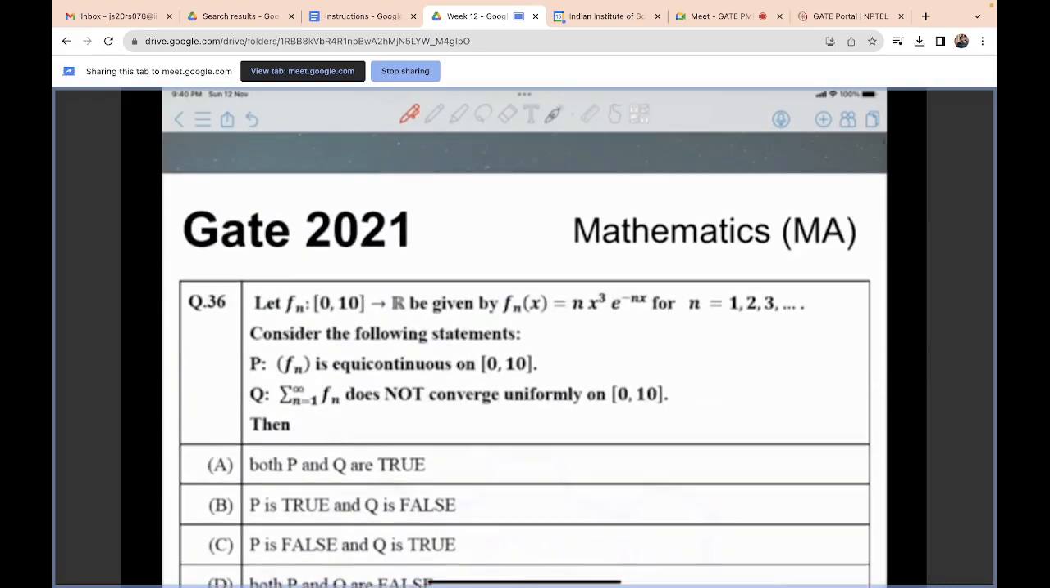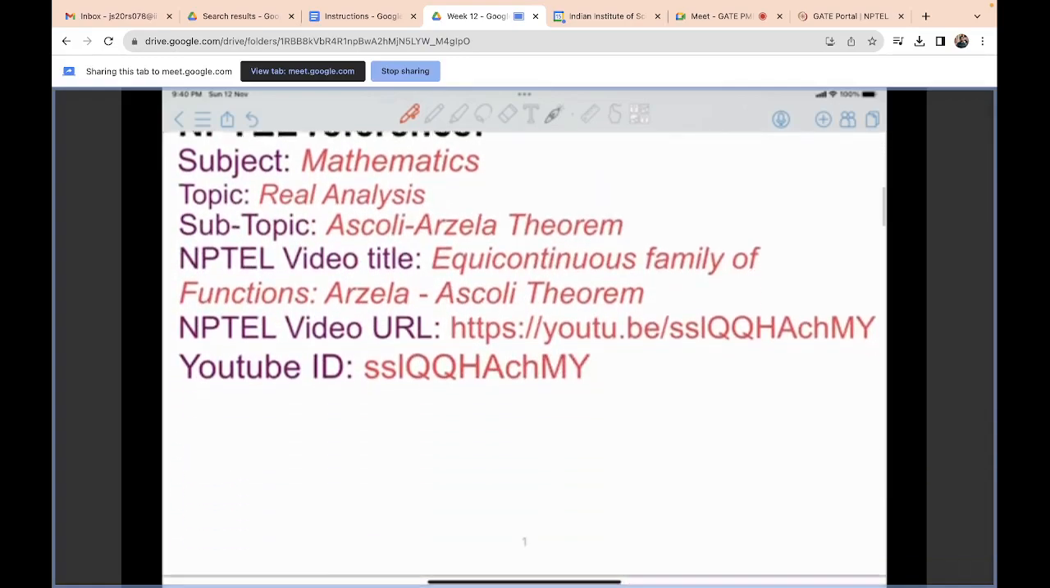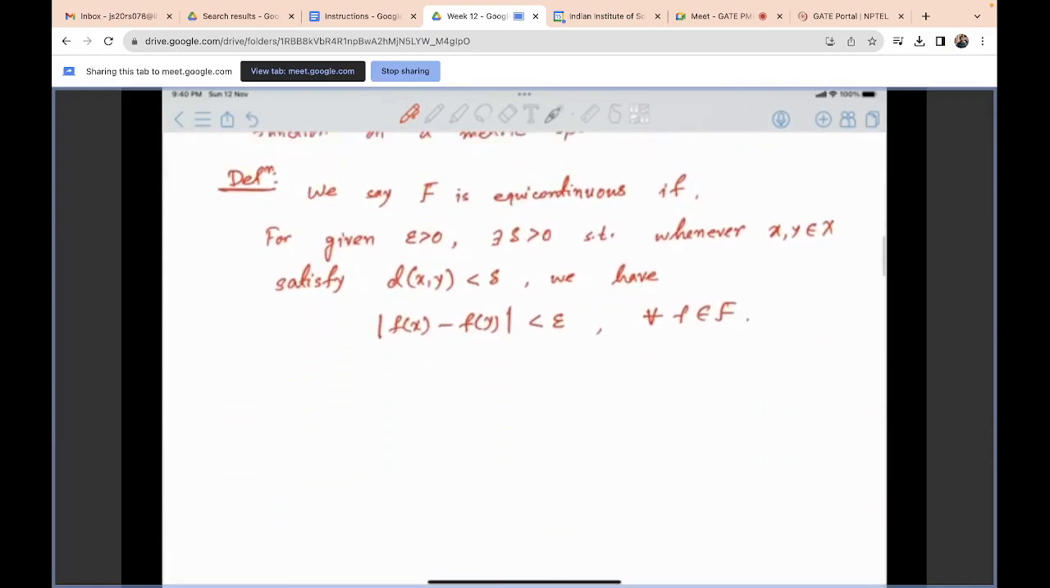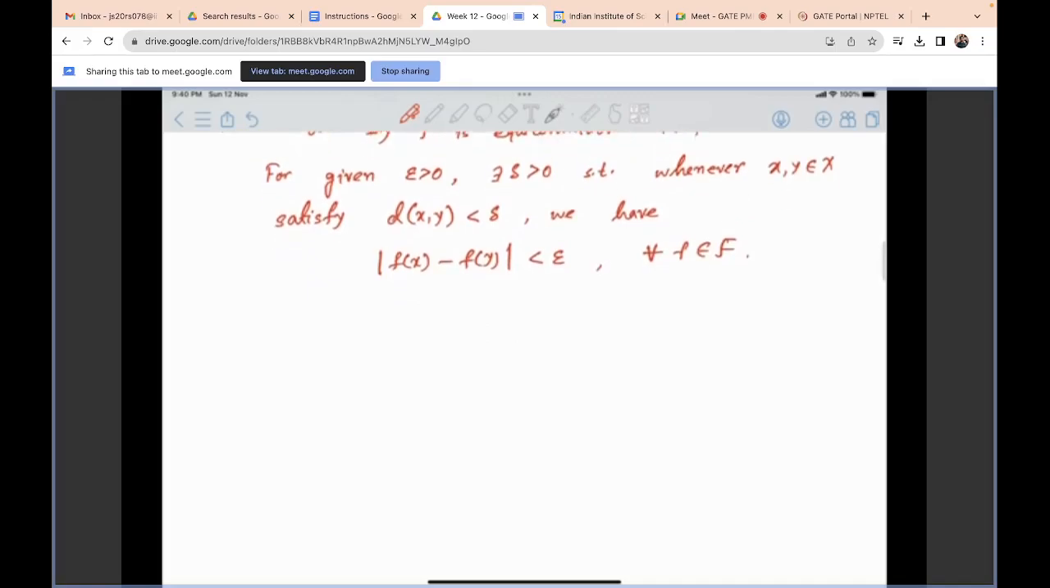Now what we have to find is whether this family is equicontinuous on 0 to 10 or not. For that I will use one result that you can prove easily. I think I will give you some idea. So what is the result?